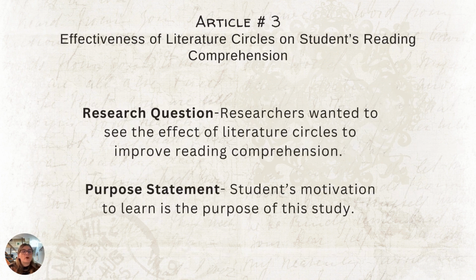Article number 3 was called Effectiveness of Literature Circles on Students' Reading Comprehension. The research question stated, researchers wanted to see the effect of literature circles to improve reading comprehension. The purpose statement was that students' motivation is to learn the purpose of this study. So, this article was published in 2016, and there were 12 classes with about 25 to 30 students, but the experimental group and the control group both had 24 students in it.